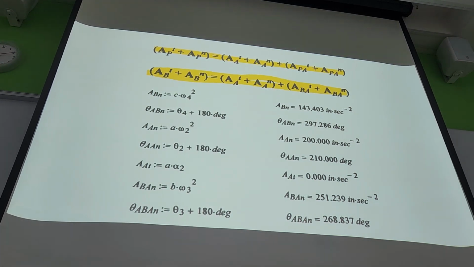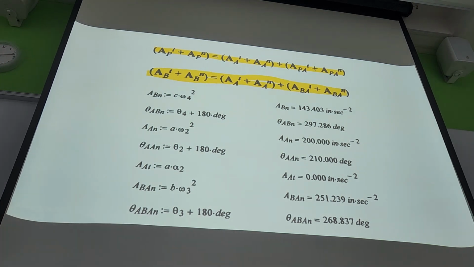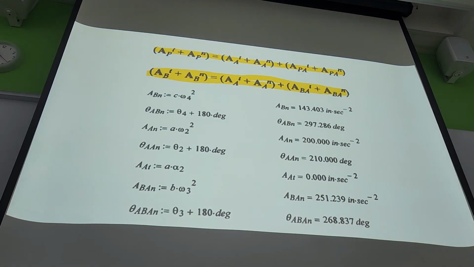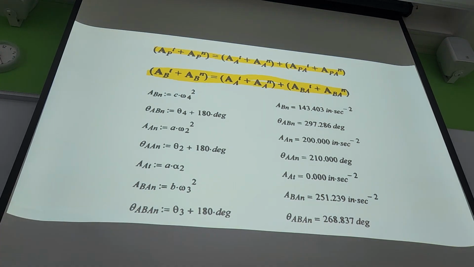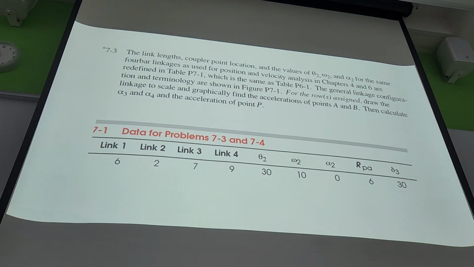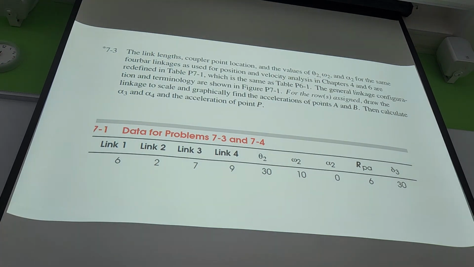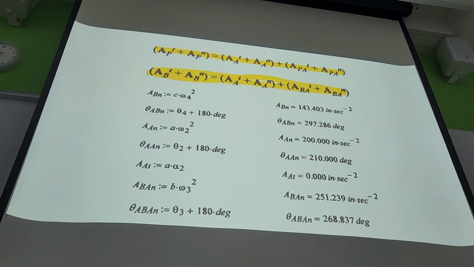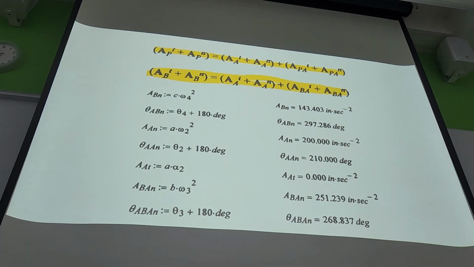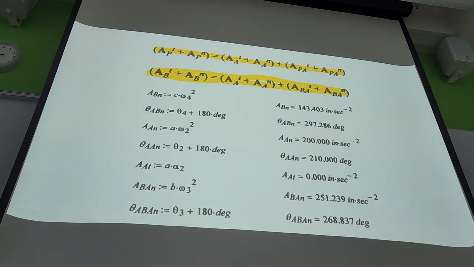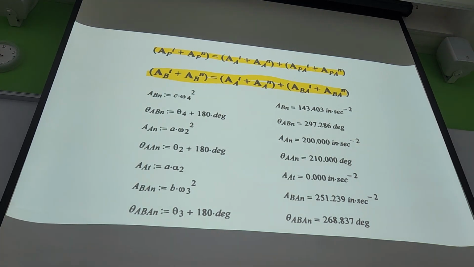So what is the acceleration of B normal? B normal is link 4 into omega 4 squared. Link 4 is given, what are the dimensions given? Link 4 is 9 inch. Omega 4 you calculated as 3.992. So use both and calculate. Acceleration of B normal you calculate as link 4 multiplied by omega 4 squared.